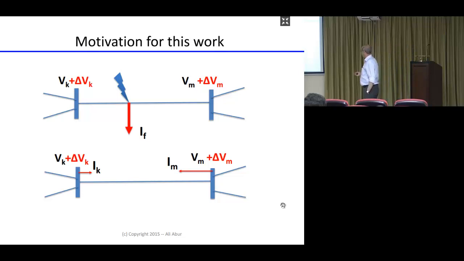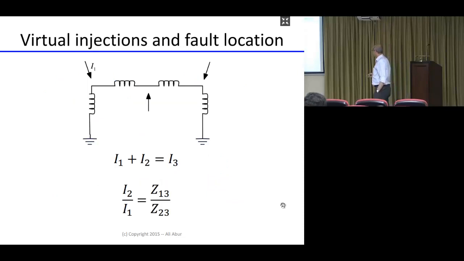Okay, so there's this equivalence. But in addition to this equivalence, you can also show that there's another interesting property, which is that when you find these equivalent injections, I'm sorry about this, there should be an I2 here, and this should be I3. Somehow it's missing here. So this is I2 and this is I3. In addition to that, you can show that these two add up to the equivalent fault current.